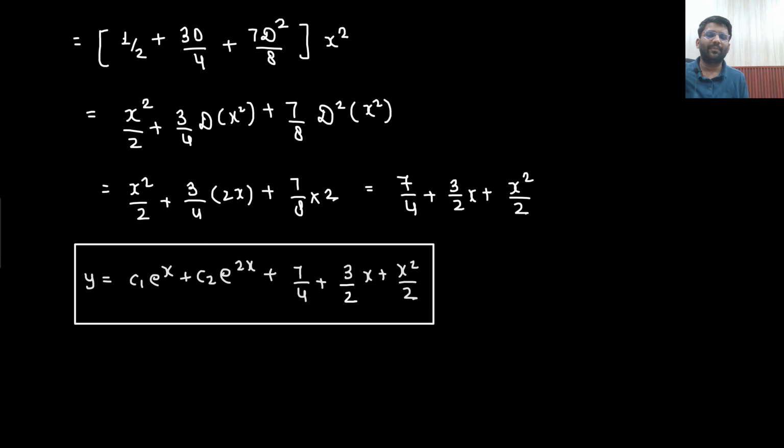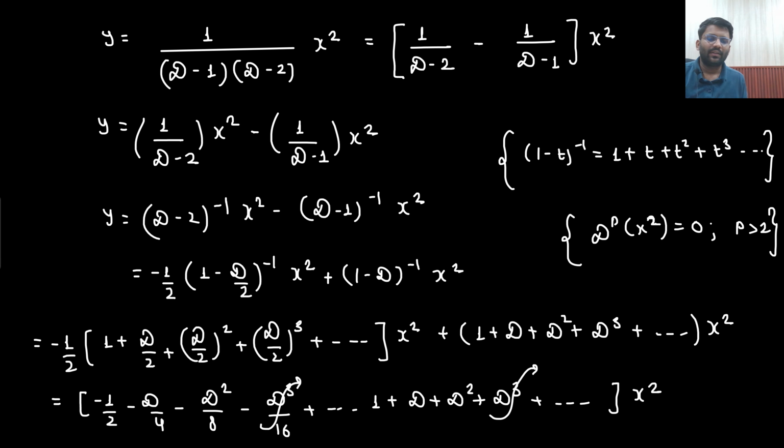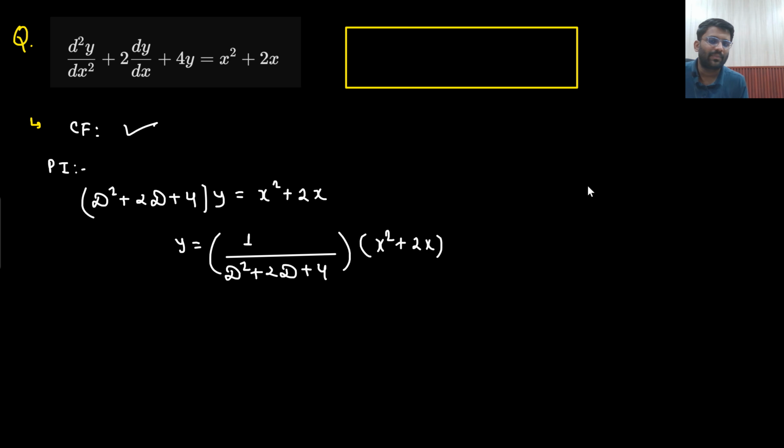Now sir, in the previous example what really happened? Sir, I could separate them, and then I could do the partial fraction, and it became very easy. This expression was not very difficult for me. But here, can you do the partial fraction very easily? D square plus 2d plus 4.